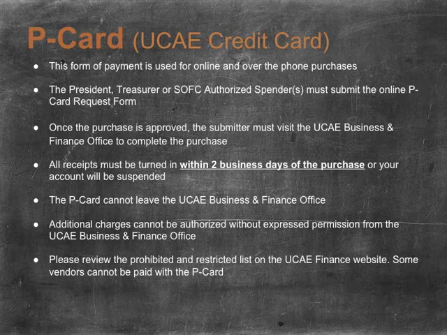To use a P-card, the president, treasurer, or SOFC authorized spender will need to fill out the online P-card request form through Duke Groups. After the form is completed and approved, the submitter can visit the UCAE Business and Finance Office to make the purchase. The original receipt for the purchase must be turned in within 2 business days. Please note, P-cards cannot leave the UCAE Business and Finance Office, and additional charges cannot be authorized without express permission from the UCAE Business and Finance Office.